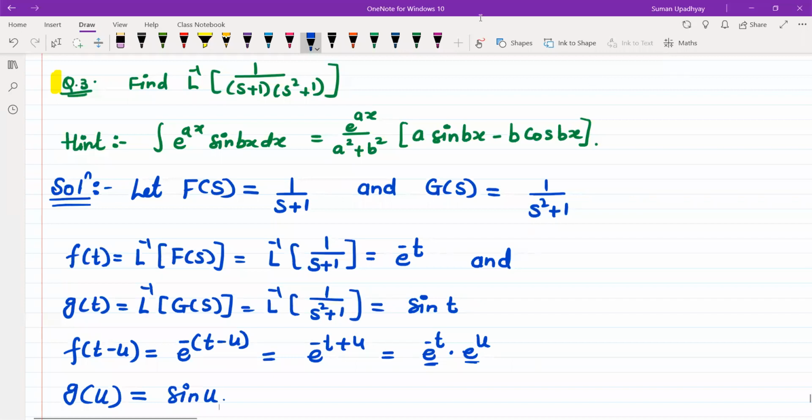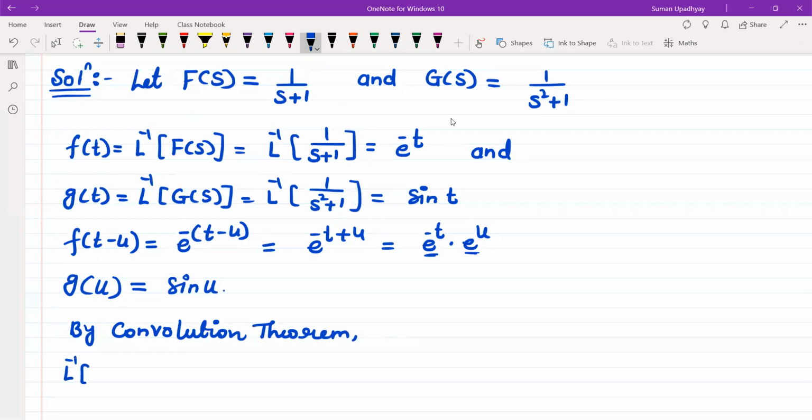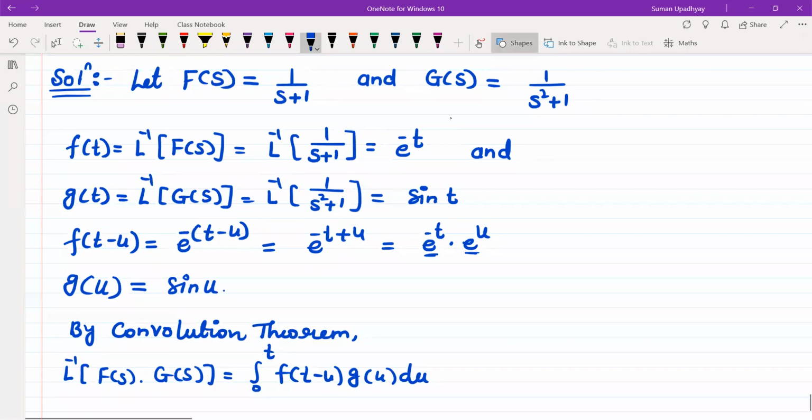Now next, I'm going to write down the convolution theorem. Write down the formula at least so you'll come to know. So by the convolution theorem, the Laplace inverse of f of s into g of s is equal to the integration from 0 to t of f of t minus u into g of u. As I told you, it's on you which one you want to take as f of t, f of u and g of u. So let us put the values of f of t minus u and g of u and solve it.